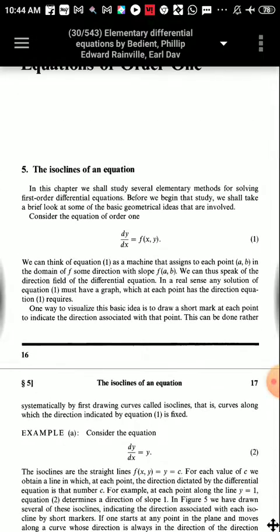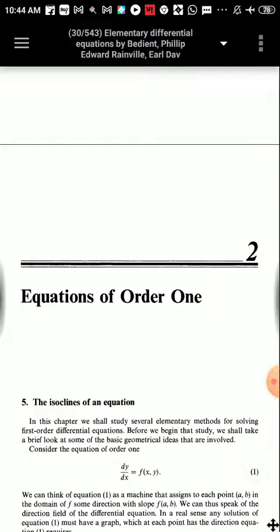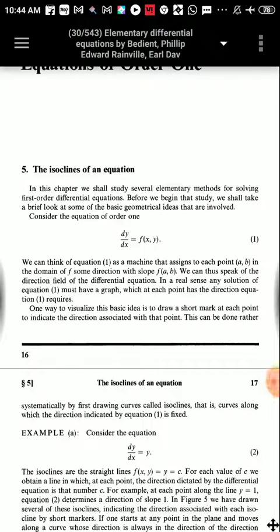Now, our main target is to study the differential equations of order 1, and the isoclines of an equation. So in this chapter we shall study several elementary methods for solving first order differential equations. Before we begin that study, we shall take a brief look at some of the basic geometric ideas that are involved. Consider the equation of order 1, dy by dx is equal to f of x comma y.